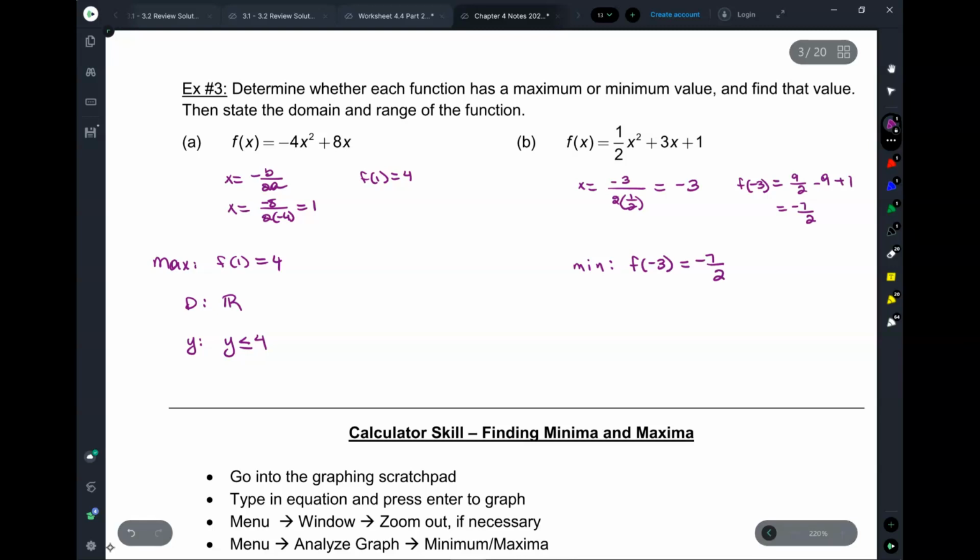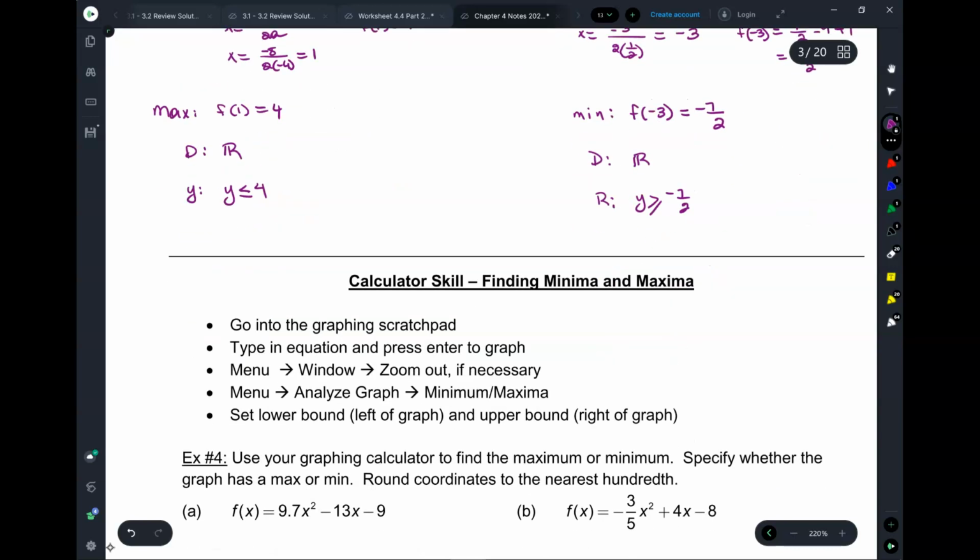No. If it's minimum, it's not negative. If it's negative, it's not minimum. A is positive, right here. Oh, it's in the original. A is positive, so it faces up, it's got a minimum. Okay, what's the domain? All real numbers. And the range this time? Greater than or equal to negative 7 over 2.